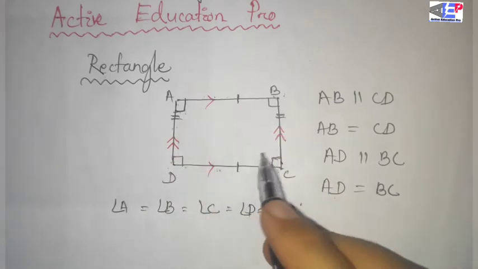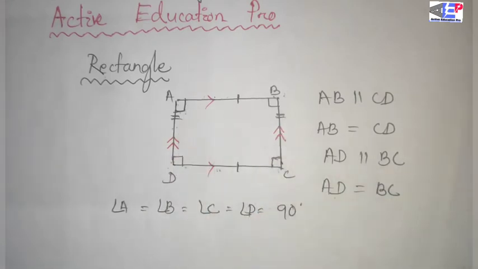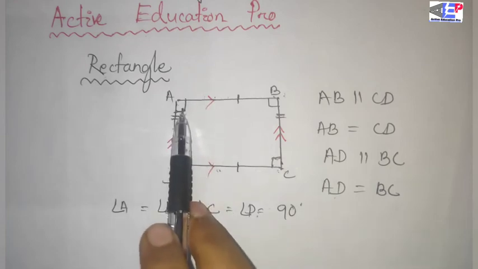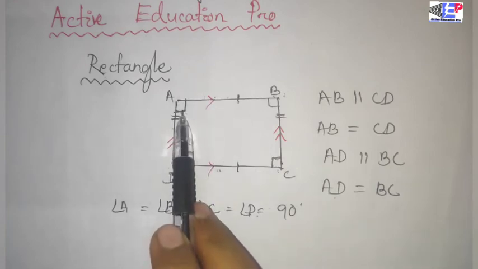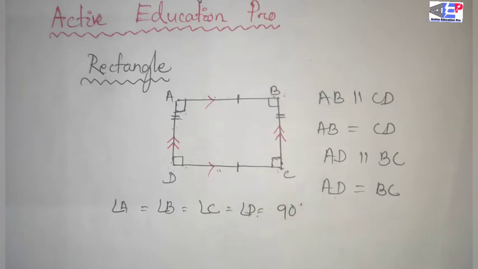And you know the sum of interior angles of a quadrilateral is 360 degree. If you add these 4 angles A, B, C and D, then the total sum of interior angles will be 360 degree. So each angle of a rectangle is same and this is 90 degree. The adjacent sides of a rectangle meet and make an angle of 90 degree.